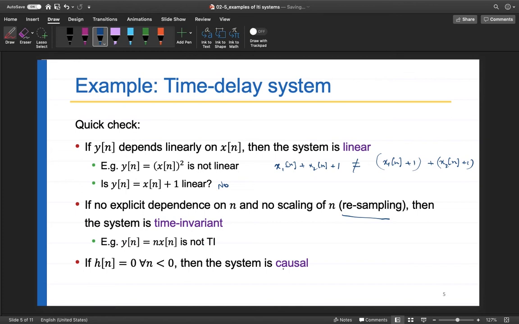Okay, for causality, how do we know a system is causal? For a system to be causal, our impulse response should be 0 for all n less than 0. Then the system is said to be causal. What is the meaning of impulse response? The input is an impulse function. What is the output? So it means that this input cannot influence the output at past times. It can only affect the output at future times. Then the system is causal.